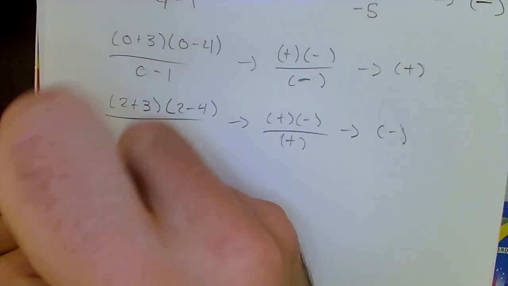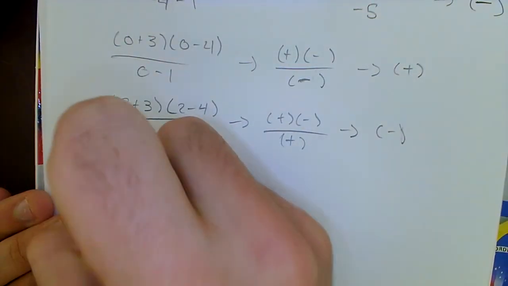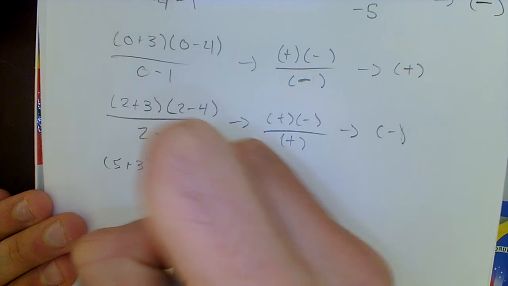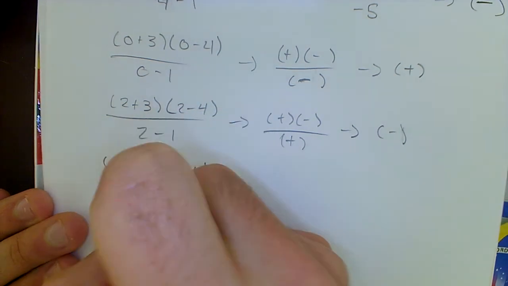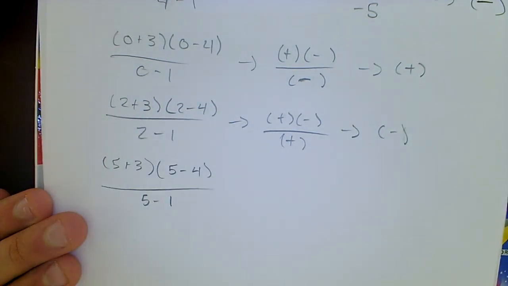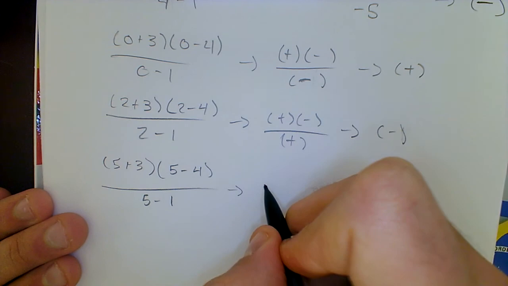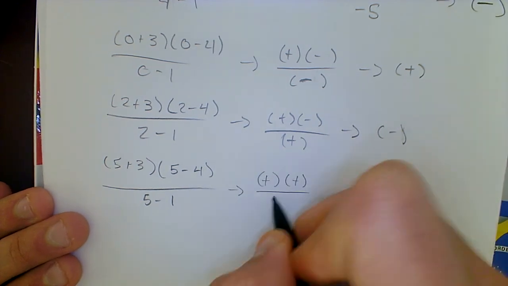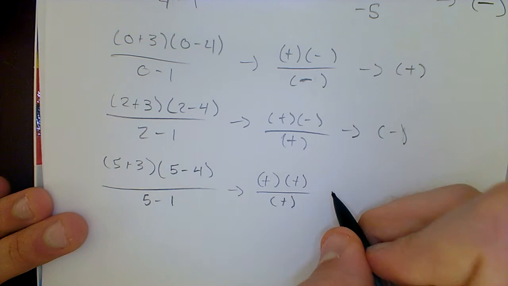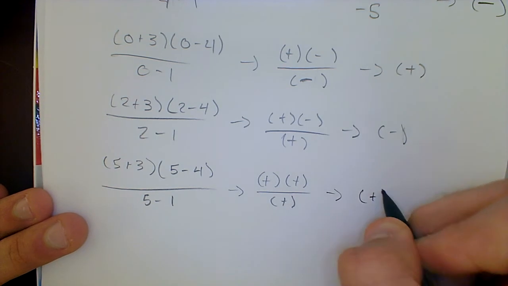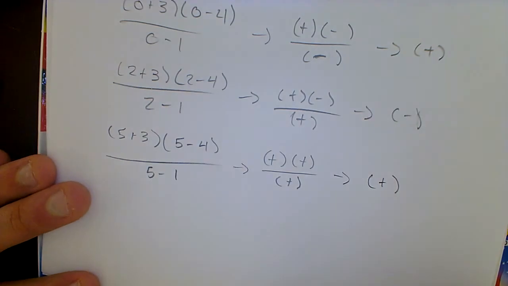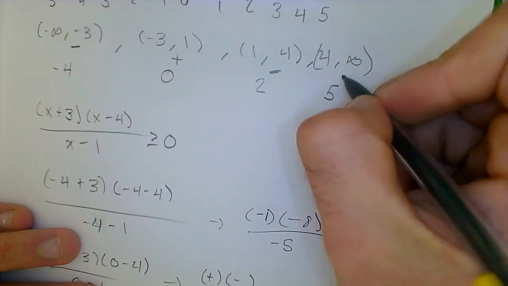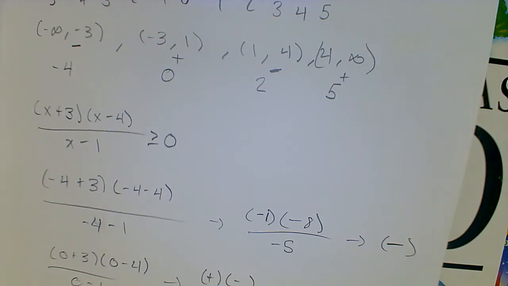Alright, okay, so finally we've got our last test value, so we've got 5 plus 3 times 5 minus 4 divided by 5 minus 1. So this is a positive number times another positive number divided by a positive number. So there's no negatives, making this one positive. So we can put a positive up here. And now we can fill in our number line.